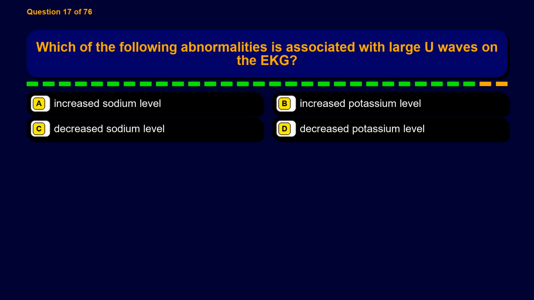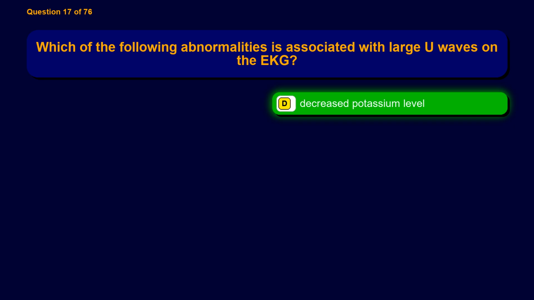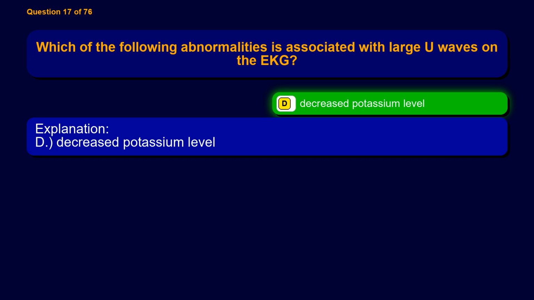Question 17. Which of the following abnormalities is associated with large U waves on the EKG? Option A. Increased sodium level. Option B. Increased potassium level. Option C. Decreased sodium level. Option D. Decreased potassium level. The correct answer is option D. Decreased potassium level.